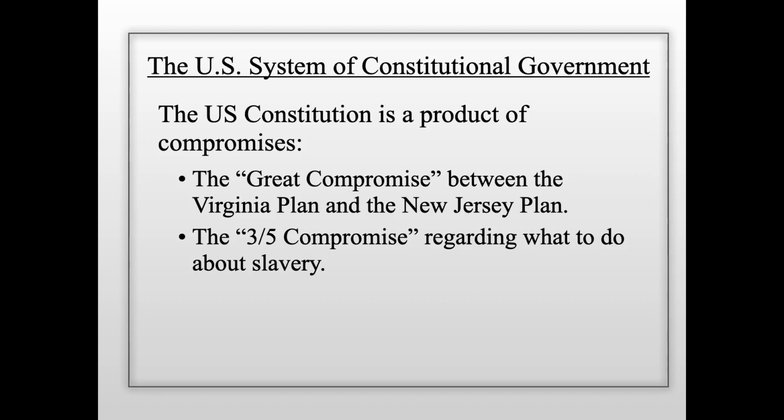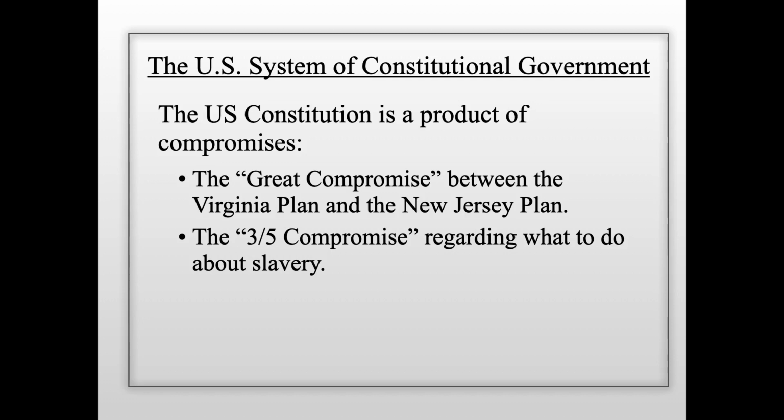And states that were agricultural states had different interests than states like New Jersey, where the economy was based on commerce. And another big difference between the states that was represented by the difference between Virginia and New Jersey was concerned with the issue of slavery. Slavery was still legal throughout the United States at the time, but slavery by that point was much more heavily situated in the South. The South was much more dependent on slavery than the North for its economy.